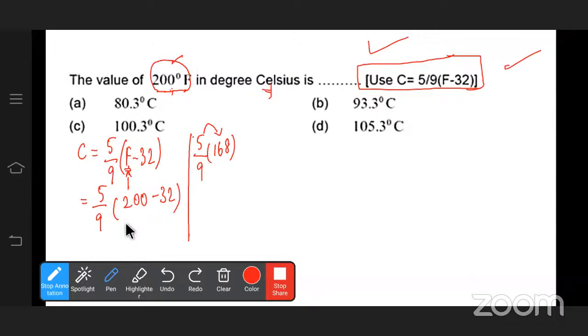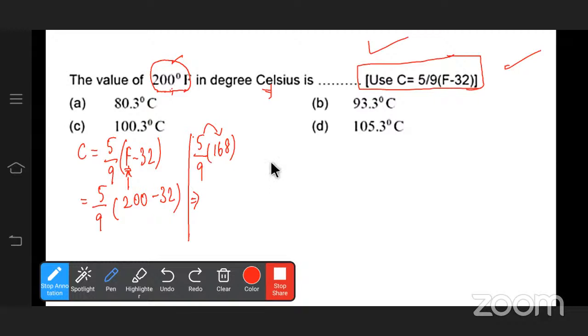Mute yourself. So the value of F is 200 minus 32. When 32 is subtracted from 200, we get 168. Do you understand up to this? Yes. Next step, I'm going to multiply 5 into 168. Can you do that? 5 into 168, what is the answer?